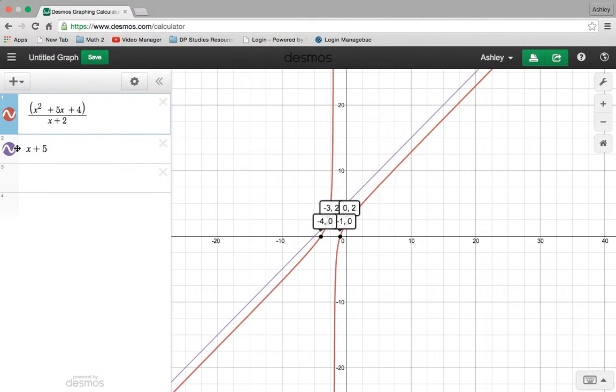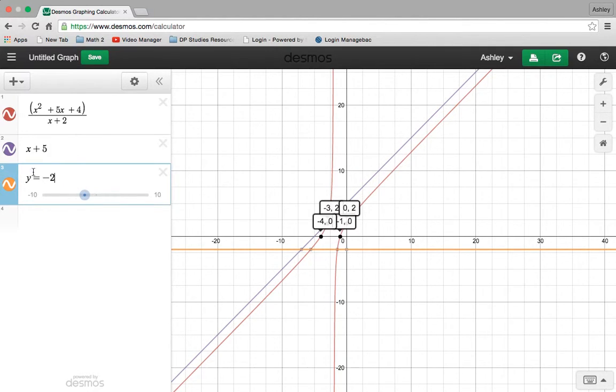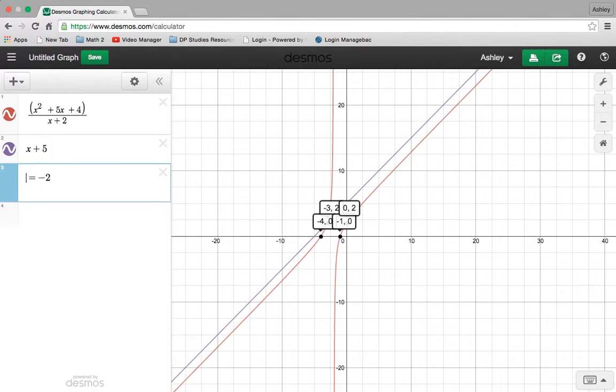I went in and I threw in the graph of the asymptote y = x + 5, which is what we figured out when we were dividing everything out. And then I'm going to throw in the line y equals -2. Sorry, I don't want y equals -2. I want x equals -2. Let's do that one in a dashed line so that we can see it. All right, let's hide some of those points. We don't need to see them all.